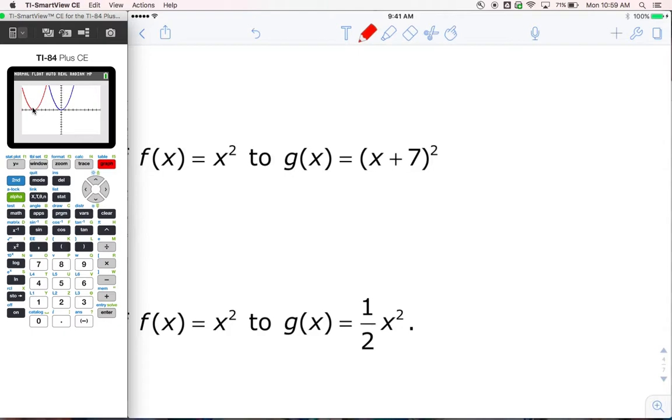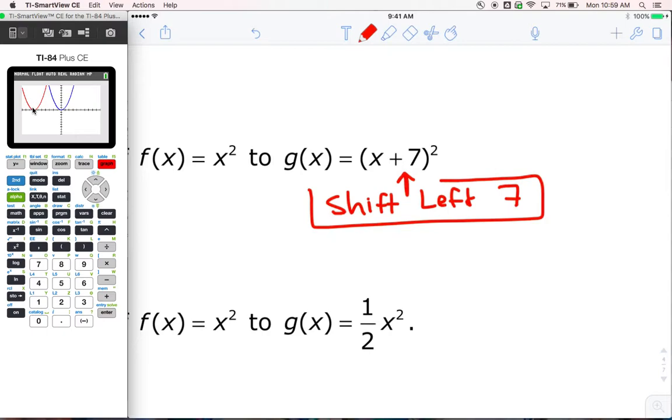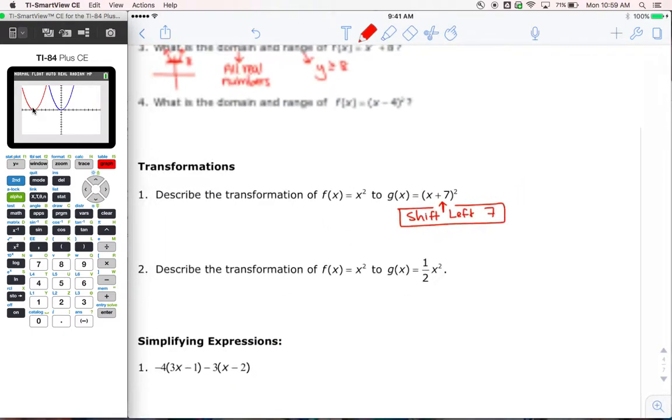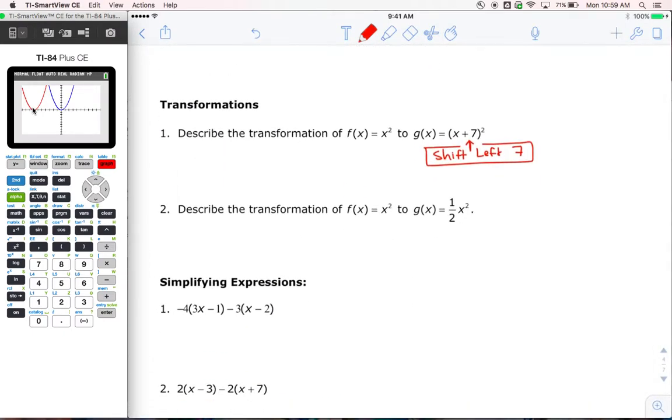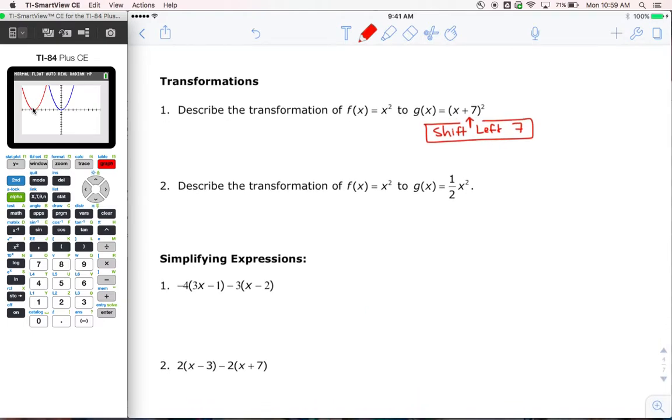Now we should know this, that when we're adding in the parentheses, this actually does the opposite of what we would think. This is going to be shifting us left 7. If it had been a negative, it would have shifted us right. Go ahead and use your calculator, identify the transformation shown in problem 2.